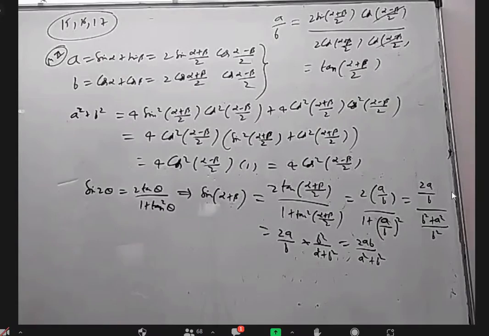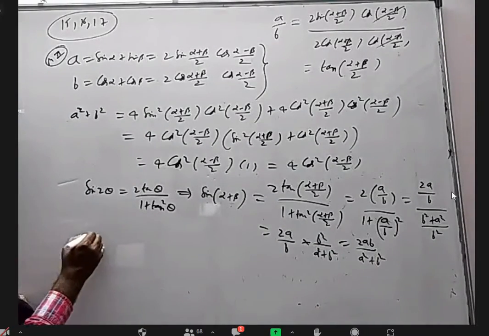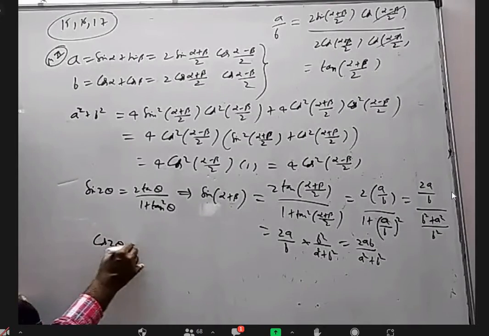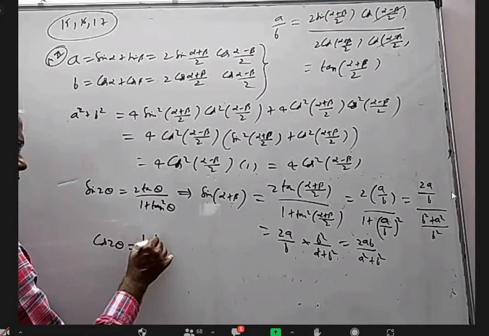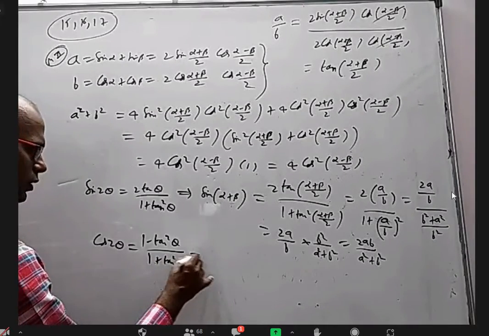Whereas earlier, when I found cos alpha plus beta, and from that if I find sin alpha plus beta, I would have got plus or minus. So I could not decide plus or minus, but here it is only plus and not minus.